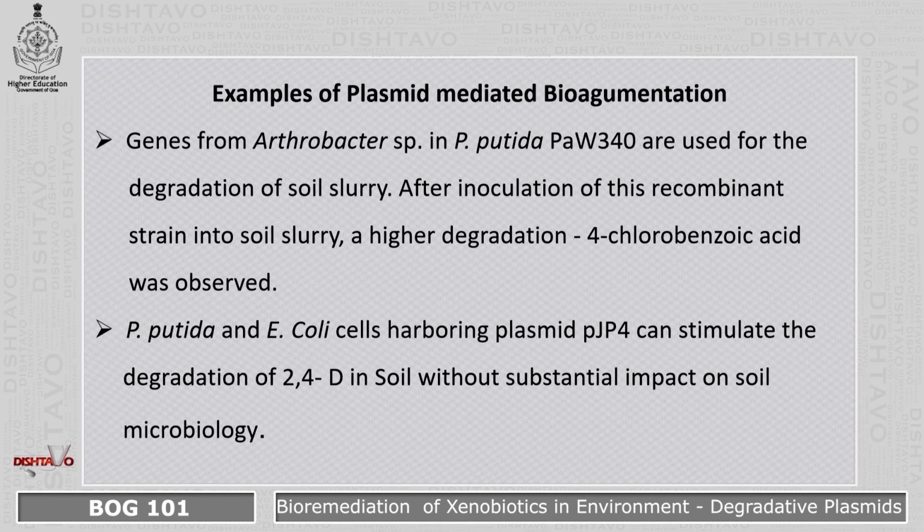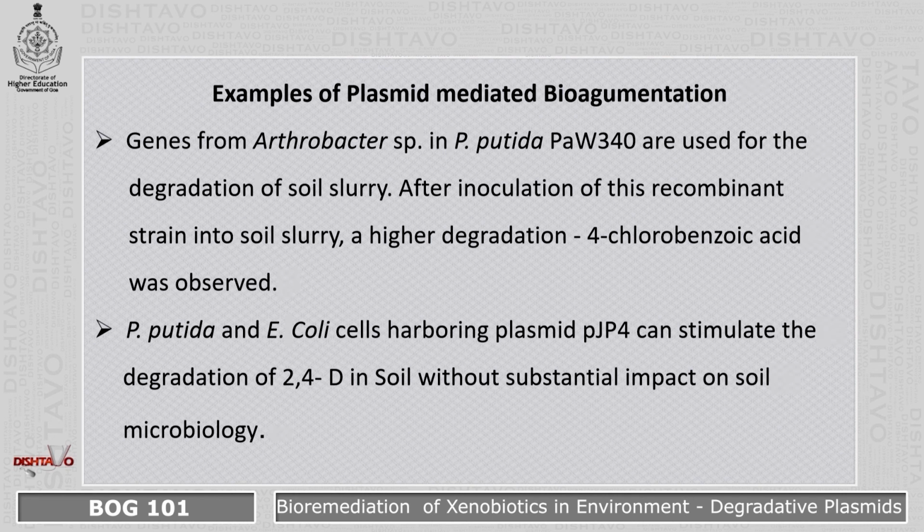So now we are going to study the examples of this plasmid mediated bioaugmentation. First example, genes from Arthrobacter species in Pseudomonas putida PAW340 are used for degradation in soil slurry. After inoculation of this recombinant, that is Arthrobacter species and Pseudomonas putida species, a higher degradation of chlorobenzoic acid was observed.